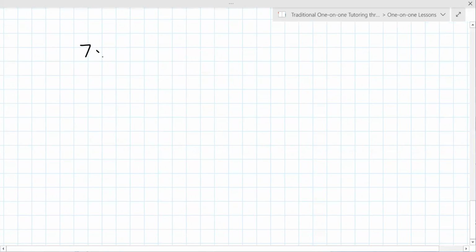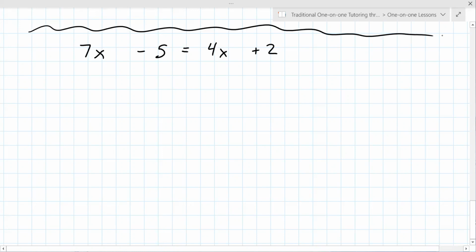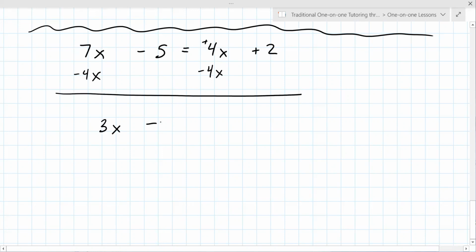Okay, so let's go to this step right here, because it's 7x minus 5 equals 4x plus 2. Let's just say you were given a problem like this to solve, or you got to this step. Which is smaller, the 4x or the 7x? The 4x. Yeah, so this time it's positive, right? We don't write it, but it's positive. So you undo it with subtraction. Yeah. So 3x minus 5 equals 2.